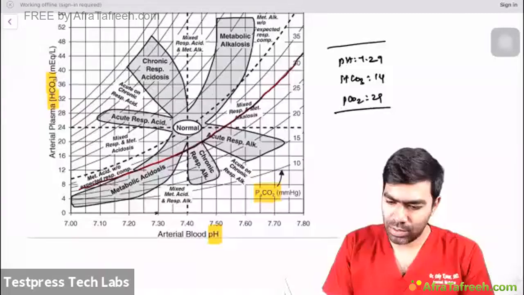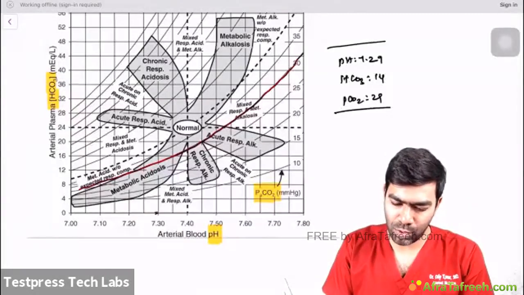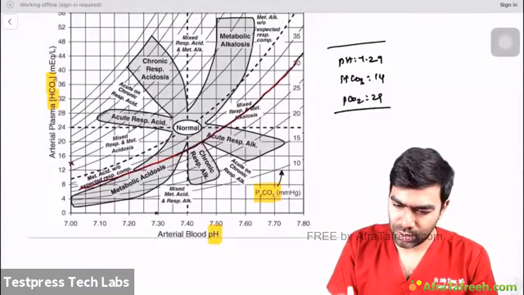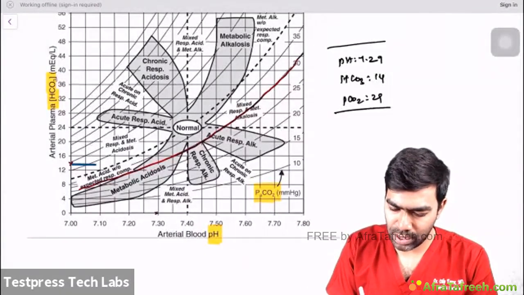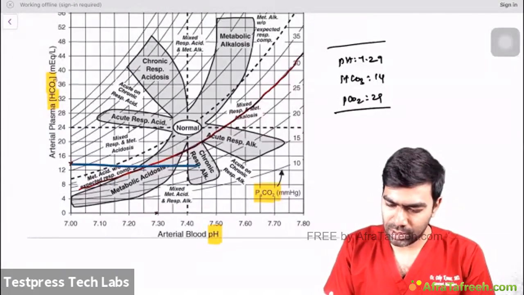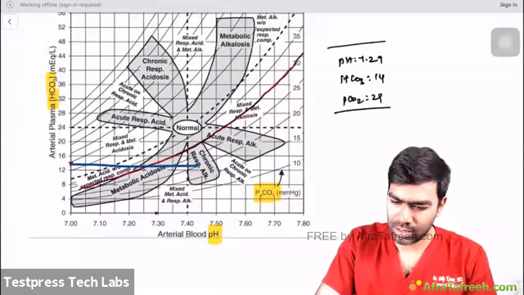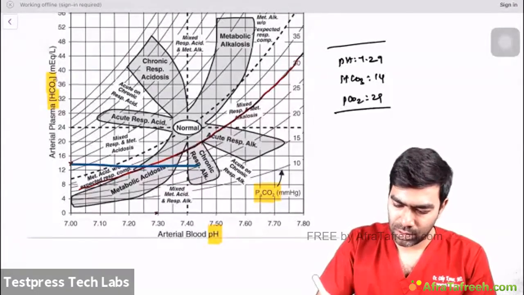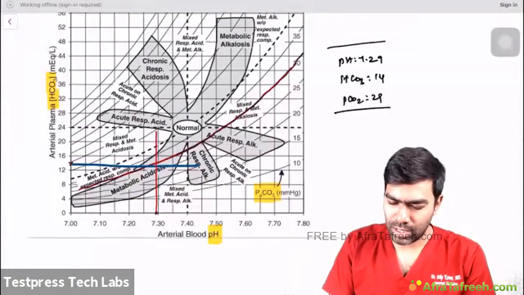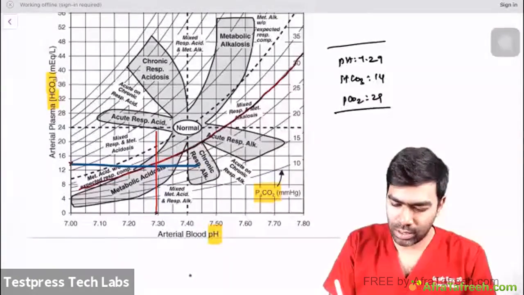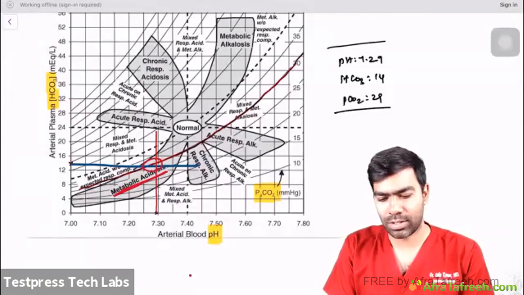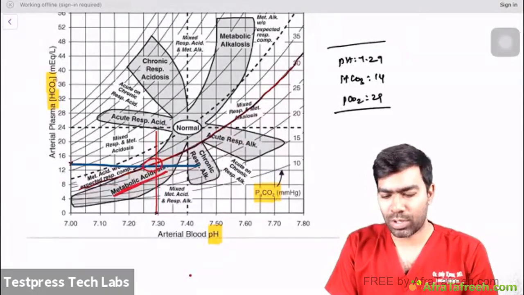Then bicarbonate of 14 means it's somewhere here. If I connect all this, 14 will be here, and 7.29, if I take it from here, will be at this point. So you can see at what point they all correlate. They meet at a point where it's a single uncomplicated metabolic acidosis. So using this nomogram, you can tell straightforwardly.